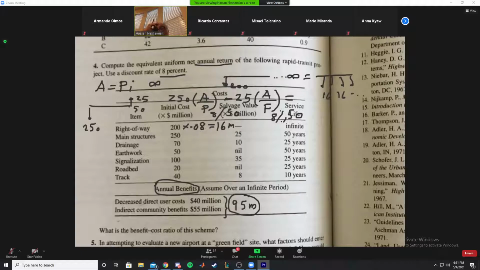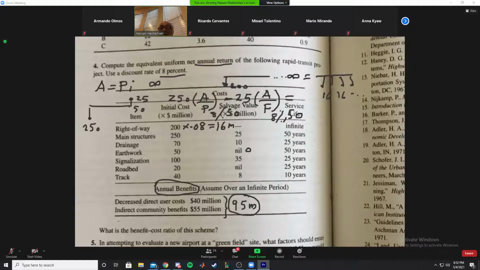So you do the same thing with the drainage. Instead of 250, you have 70 million. Salvage value is 10 and 25. So it's pretty much the same formula. Earthwork, 50 million is present. The salvage value, they said nil, means zero. There's no salvage value. So that's easier. It's only 50 million times A over P for 50 years. And you do the same for others.